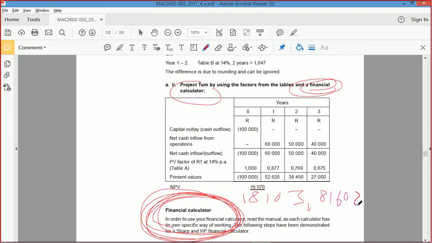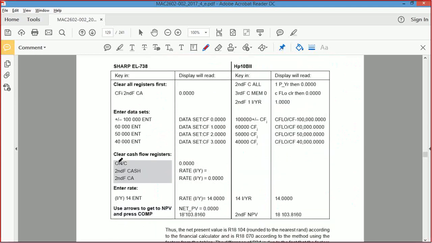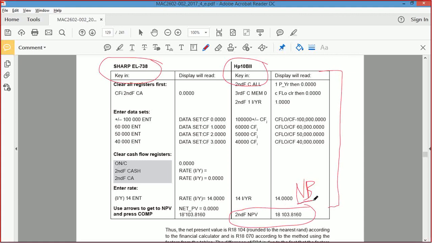18,103,816.02. Okay, yes, sir. They're still using the present value factors here. But here they should have used it. Yeah, there we go. That's better. There you go, sharp and HP. So you did it this way. Yes, sir. Best answer. See, that's perfect. That's accurate. You see that? Yes, sir.